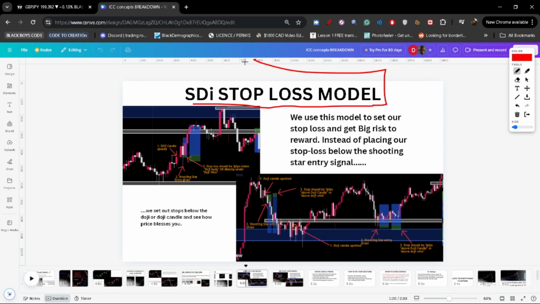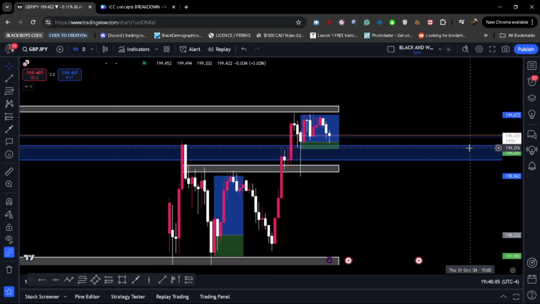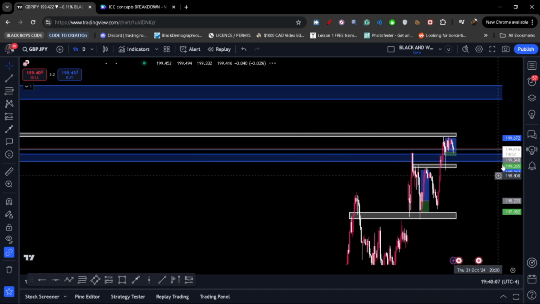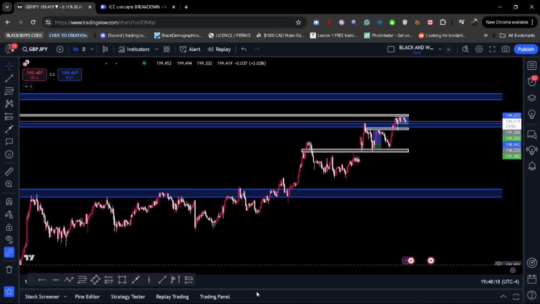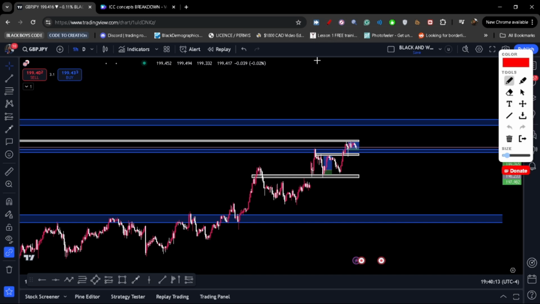Now this SDI stop loss model is something that I founded. It's not a strategy that I actually created, because the market has already been moving for weeks and years. I was not the one that created this strategy, but I was the one that founded it, because I was the one that opened my eyes to see this specific pattern play out every single time.